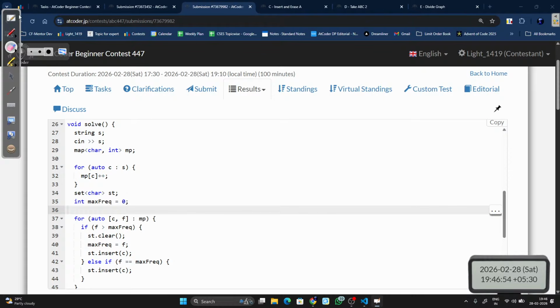Just give me a second. Yes. So over here, we will be iterating upon the string and creating a frequency map. For each character, we will have its frequency stored. Now we have a set over here which stores characters with max frequency, as we discussed.